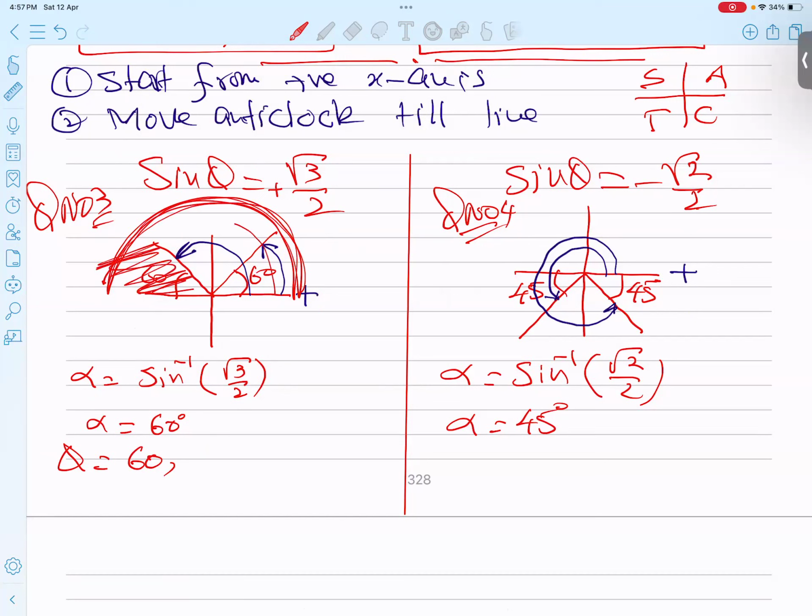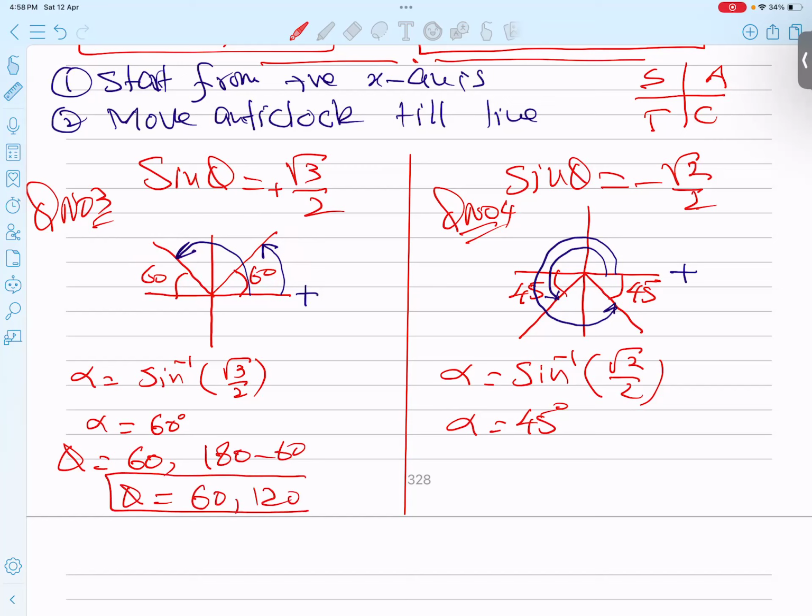I have to stop at this. So 180 minus 60. I got the first answer 60, second 120. You want to check it? Do one favor. Plug in 60 here and type in calculator. Sine 60 will give you root 3 by 2. It is a confirmation that it is correct. So when you plug in 120 here, it comes sine 120 again root 3 by 2. It is a confirmation that the answer is correct.